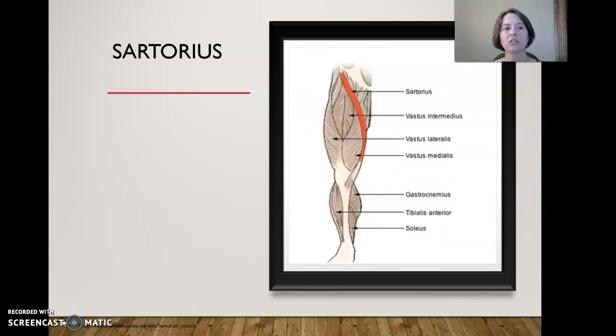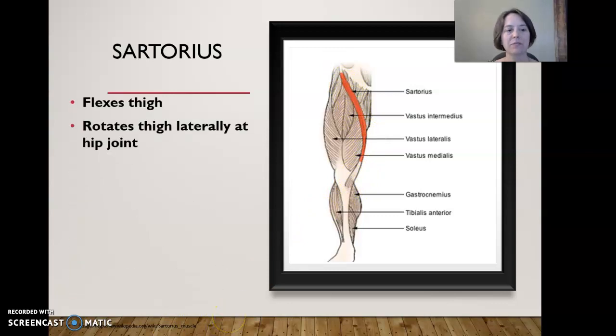Okay, looking at the sartorius, it crisscrosses the front of your leg and goes to the medial side. So it starts at the lateral part of the hip and goes to the medial part of the knee. And it is going to flex the thigh and rotate the thigh laterally at the hip joint, but also rotate the lower leg medially at the knee joint.